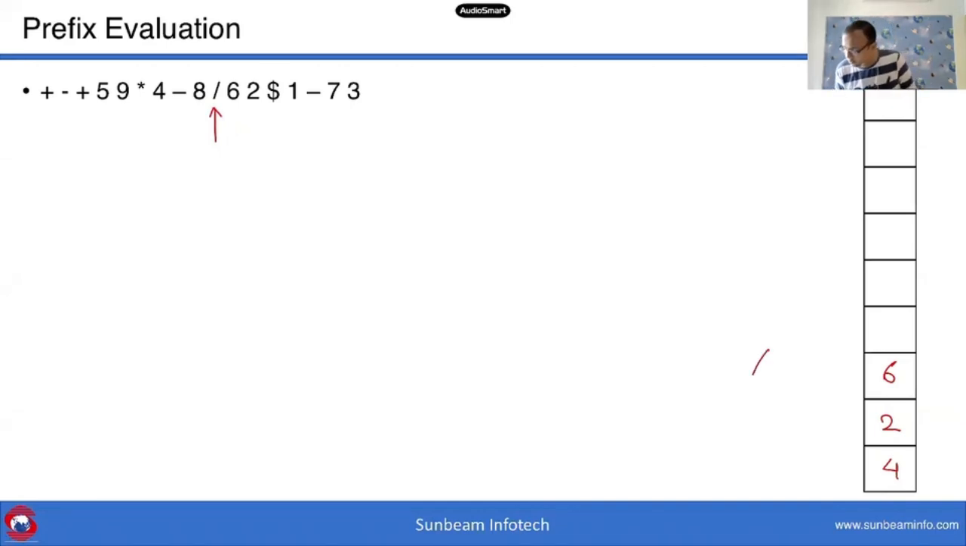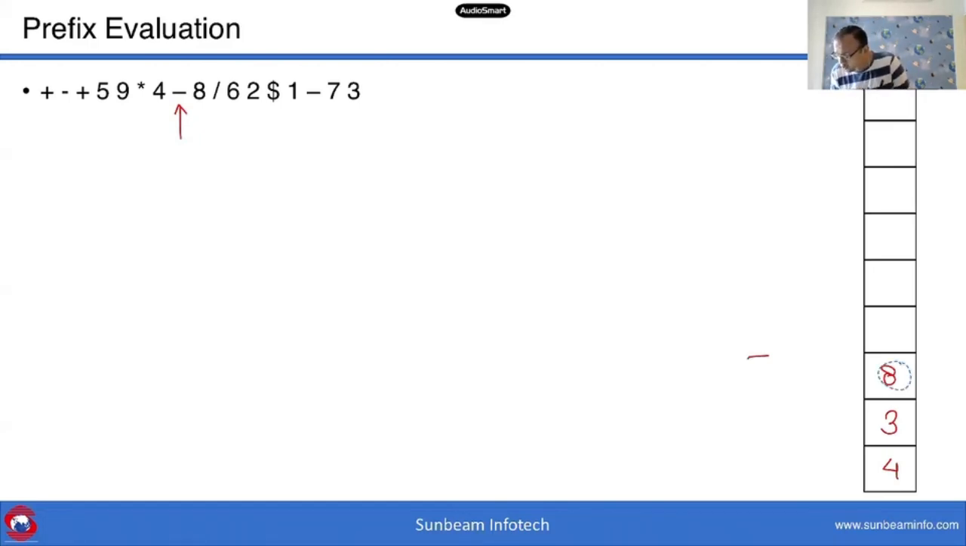If you have a division, you pop 6, you pop 2. 6 divided by 2 is 3. The result is 3, and you push it back to the stack. You continue further. 8 is an operand, I want to push it onto the stack. Then next, minus. Minus is an operator.